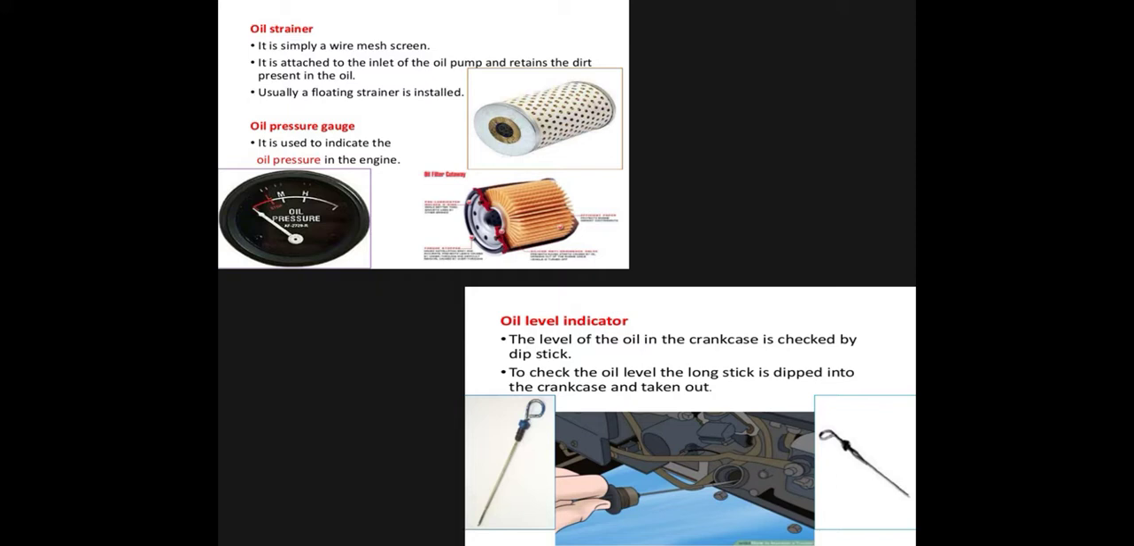Second, oil pressure gauge. It is a device used to indicate oil pressure in the engine. Oil level indicator. The level of oil in the crankcase is checked by a dipstick. To check the level, the long stick is dipped into the crankcase and taken out.